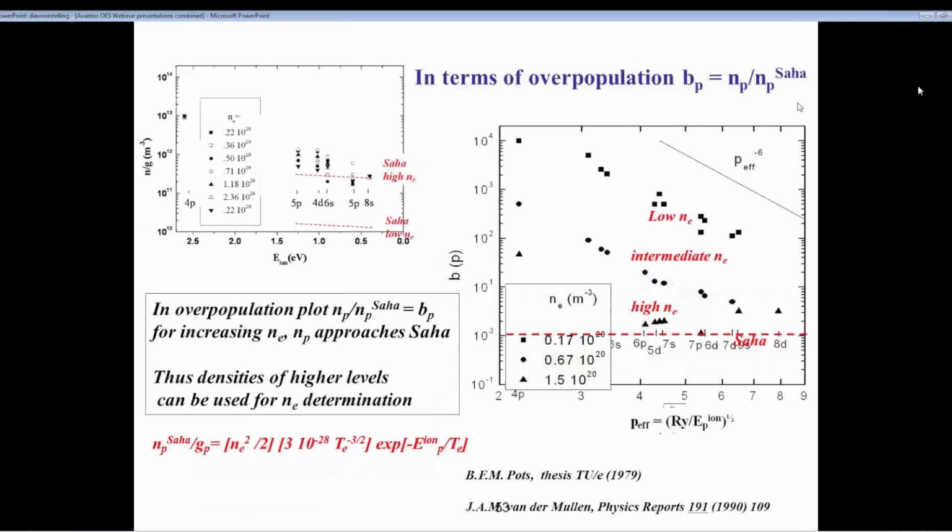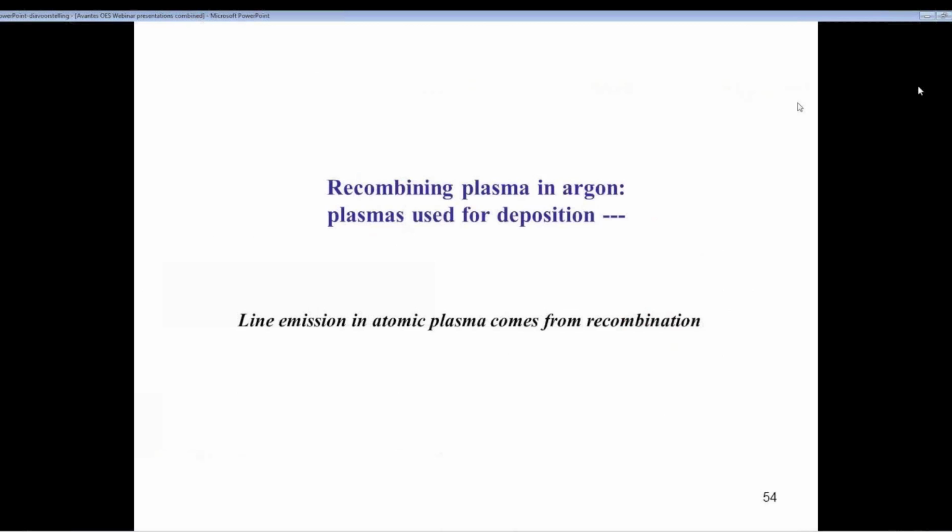On the left-hand side, there are still the level densities drawn for several electron densities as measured with Thomson scattering. And you can see they don't change much in density, even though electron density becomes higher. And the reason is that the amount of production of excitation, which is related to the amount of ion production, is not much different because the power is not much different. And therefore only at the higher electron density the highest levels approach Saha, and we can determine electron density from that. Now we go to recombining plasmas.